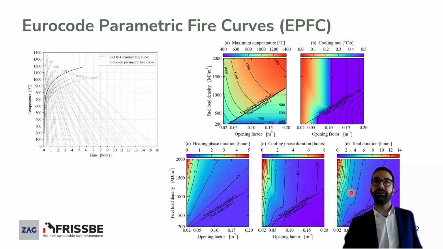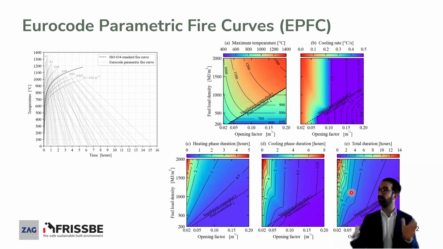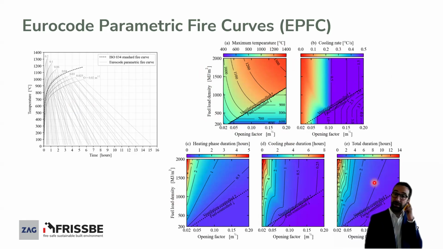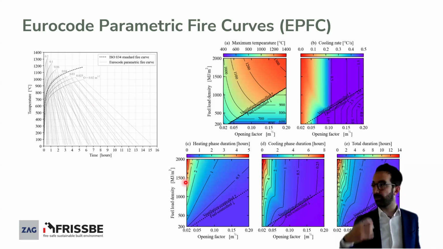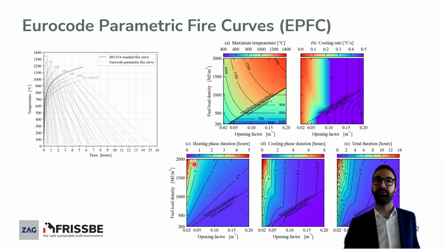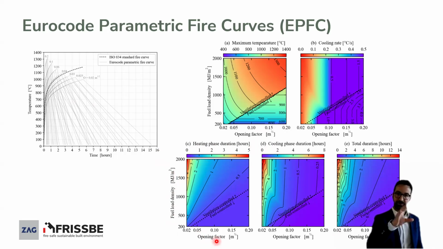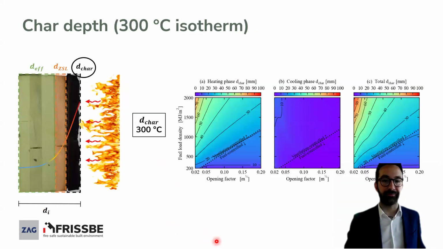And here at the bottom of the slide, I showed the durations of the different phases: the heating phase duration, the cooling phase duration, and the total duration of the fire scenario itself. What I wanted to highlight, apart from discussing values, is that the longest fire durations, both for the heating phase and the cooling phase, you get at the top left of this plot. So very high fuel load density and very low opening factors. I wanted to highlight this because it is going to have an influence on the result itself.